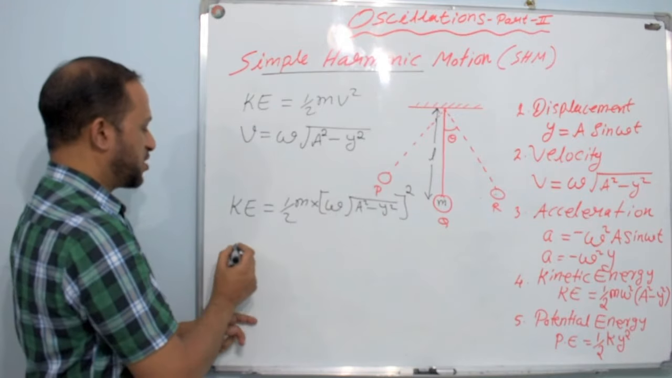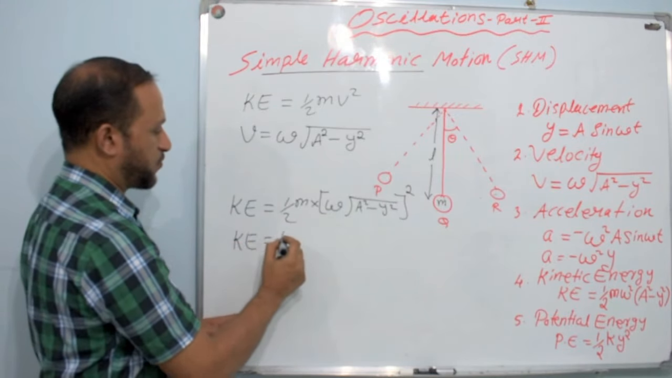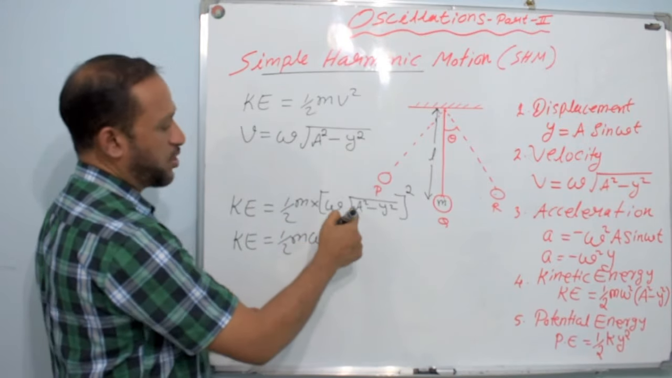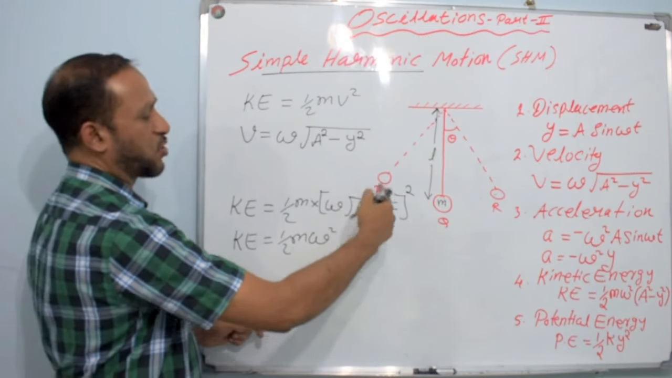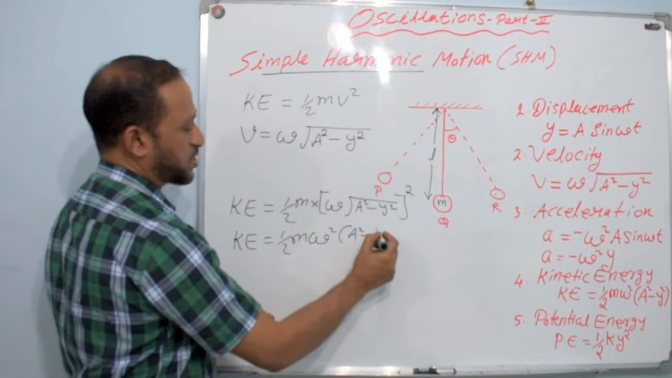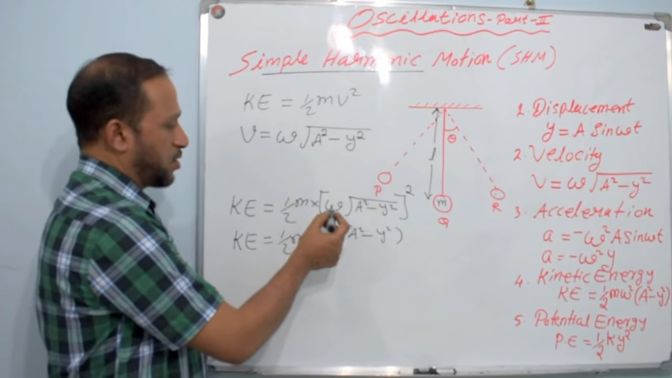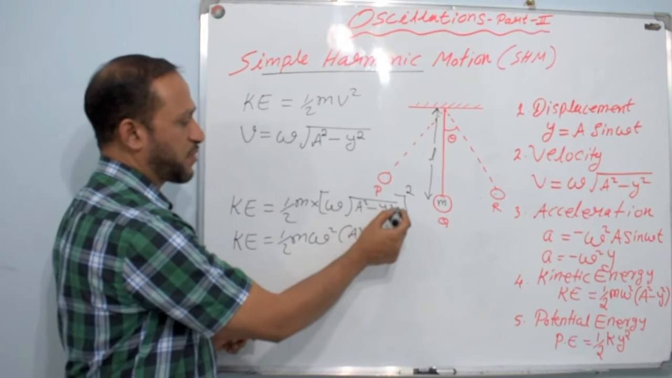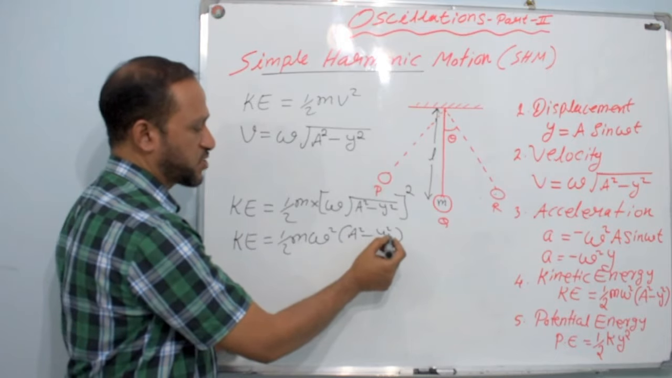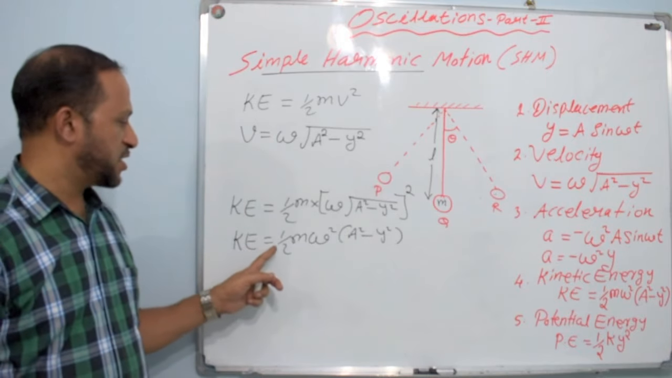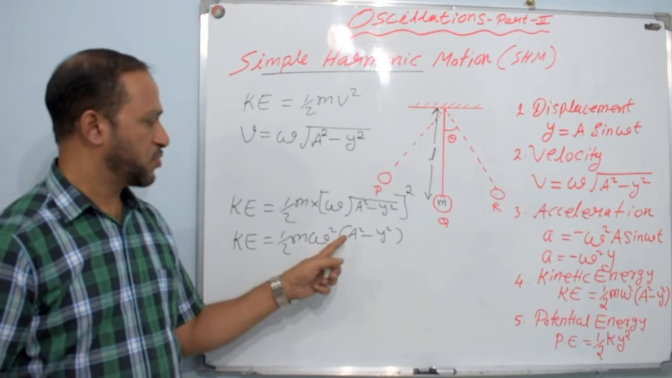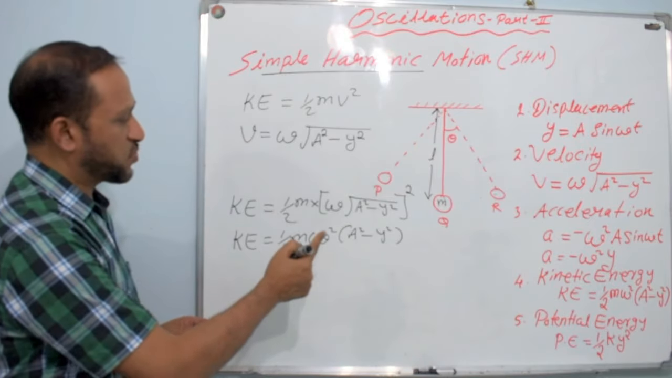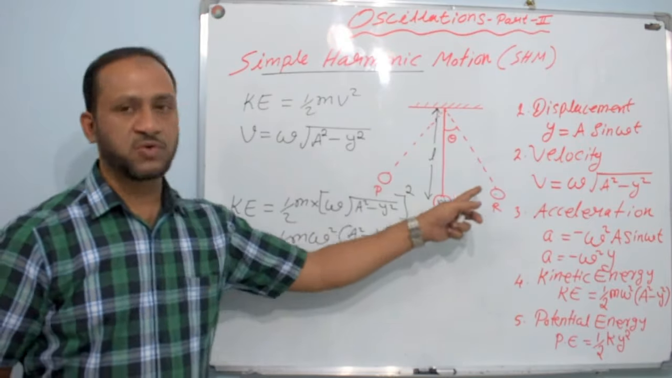When we square this, the kinetic energy is equal to half m into omega square into a square minus y square, because the square of omega is omega square, and the square of root of a square minus y square becomes a square minus y square. So the equation for kinetic energy is half m omega square into a square minus y square. This equation gives the kinetic energy of the oscillator at any instant of time during the oscillation.